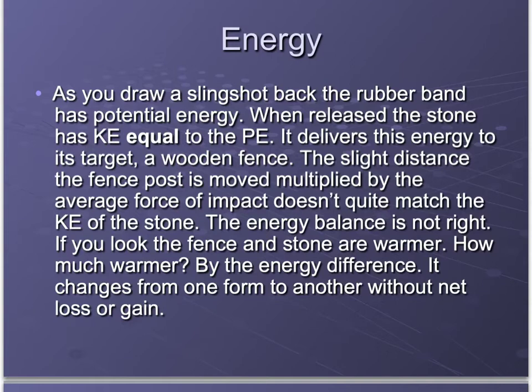Alright, here's a little scenario for you. As you draw a slingshot back, the rubber band has potential energy. When released, the stone has kinetic energy equal to the potential energy. It delivers this energy to its target, a wooden fence. The slight distance the fence post is moved multiplied by the average force of impact doesn't quite match the kinetic energy of the stone. The energy balance is not right. If you look, the fence and the stone are warmer. How much warmer? By the energy difference between the two. It changes from one form to another without net loss or gain.